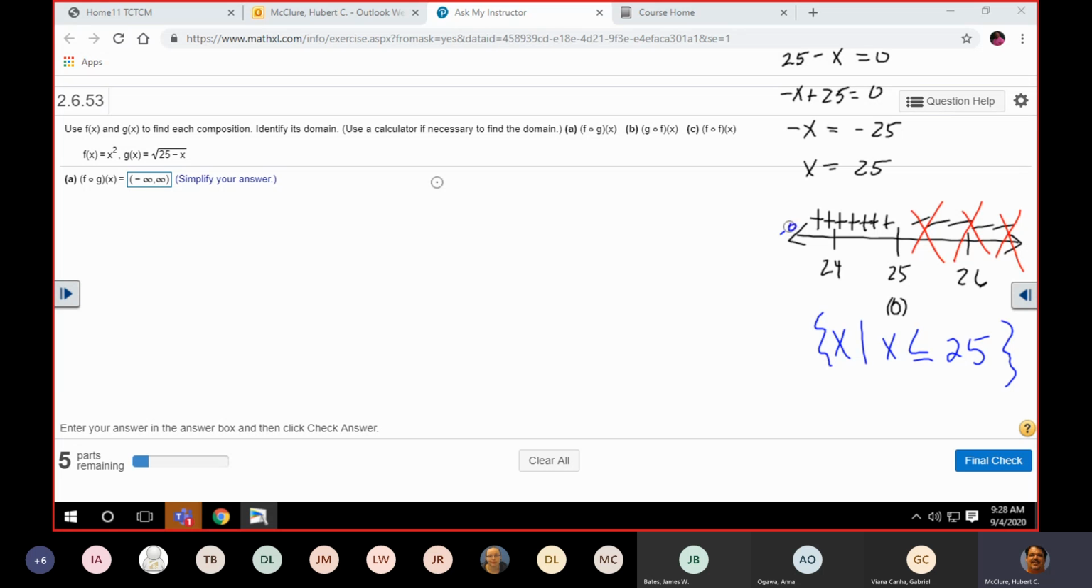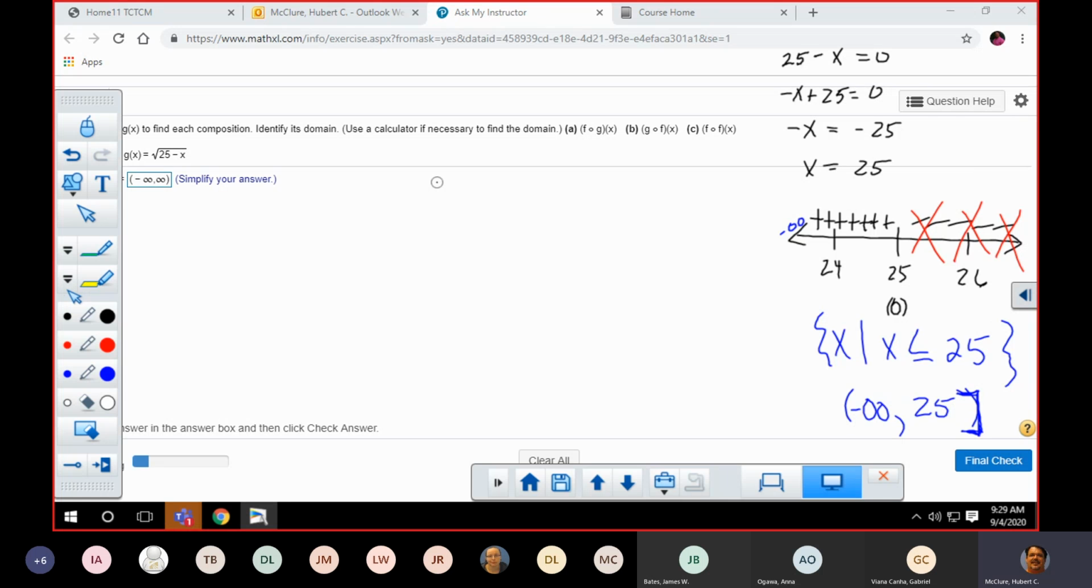We know this arrowhead's called negative infinity. So negative infinity to 25 is our domain. Go ahead and write that down, because that's our domain. With that radical, you're not going to be able to use numbers above 25. So with that being said, let's go ahead and do our algebra now.